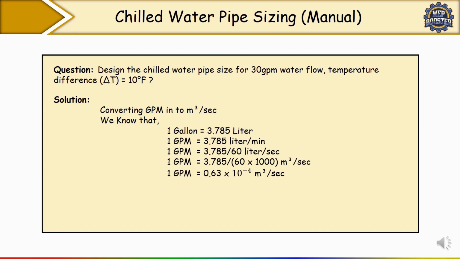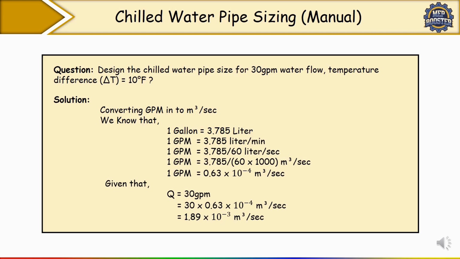Now in our question, the discharge flow rate value is given as 30 GPM. So our Q value is 30 GPM. I want to convert the GPM into meter cube per second, so we have to multiply by this factor. Simple. See how much value we have got: Q value is 1.89 × 10^-3 meter cube per second. This is our flow value.